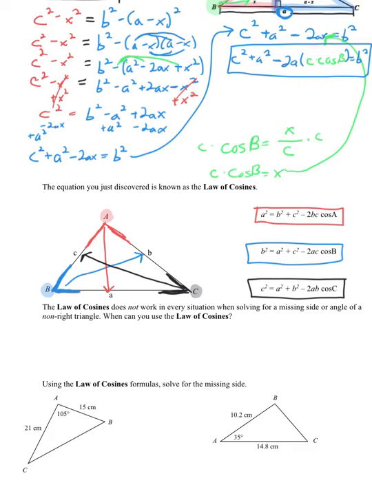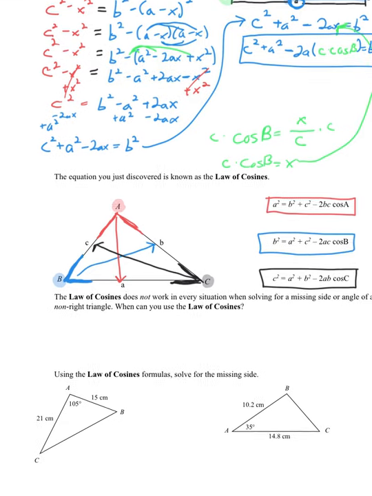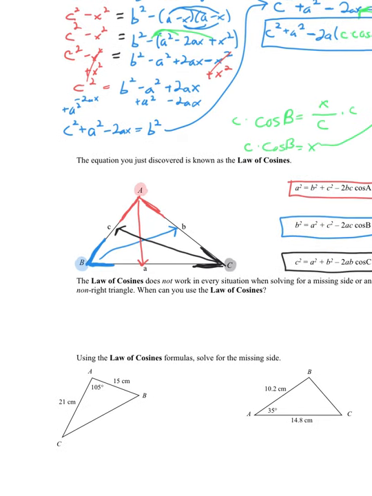All right. And it's important to note that the law of cosines does not work in every situation when solving for a missing side or angle of a non-right triangle. But when can you use the law of cosines? You can use it in two situations. The first one we already looked at is if I gave you, let's say, triangle ABC, and I gave you this side was 82, this side was 87, and then I gave you an angle here that was 52 degrees. That's one situation where we'd use it.